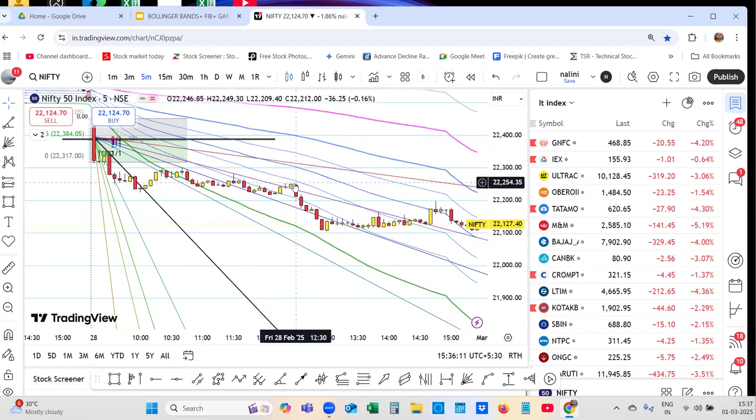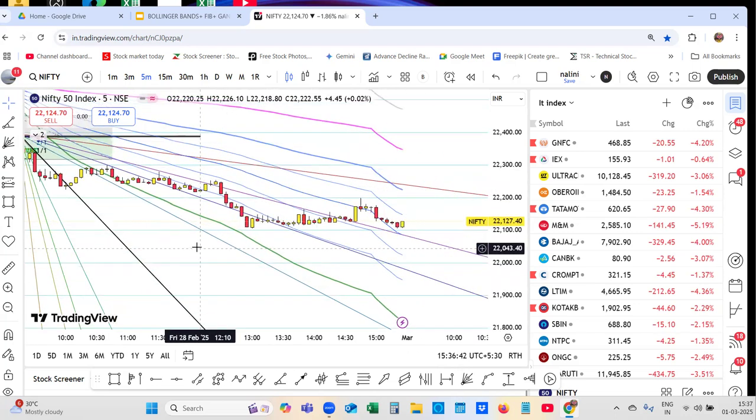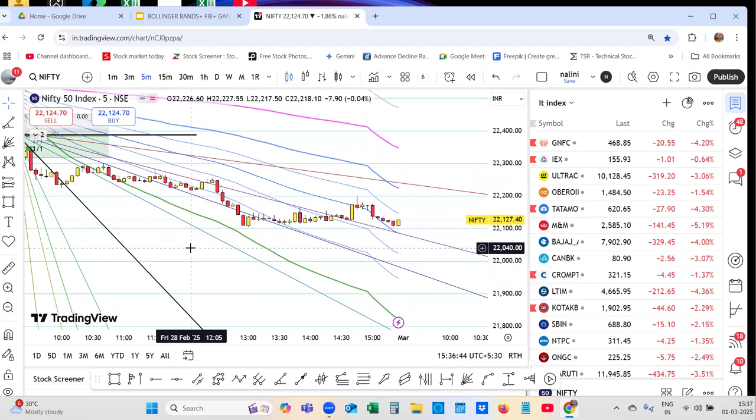The price tried to hit these levels: this is 0.5, 0.236, 0.382. Like in the gradient, it is coming down. It could not go even to the 0.5 or anything. It tested and the trend move continued downwards. The price came down to 22,117.